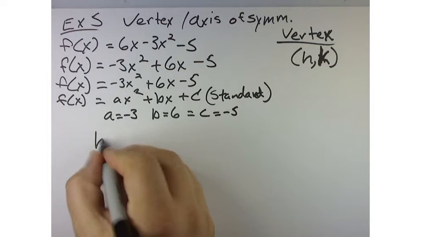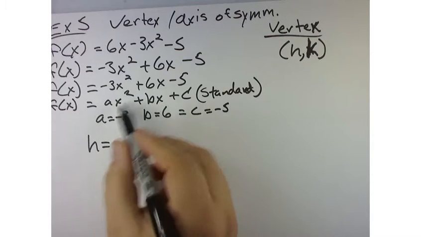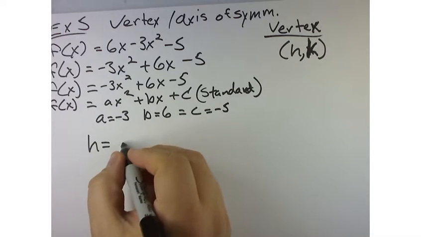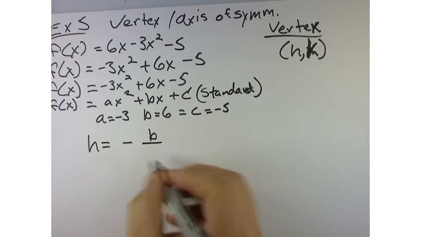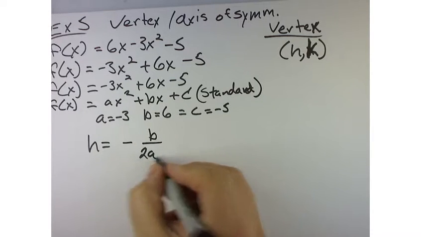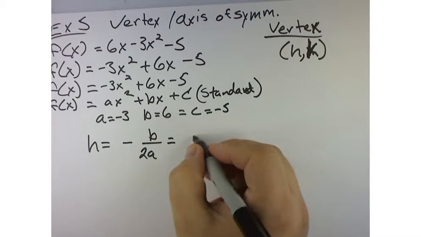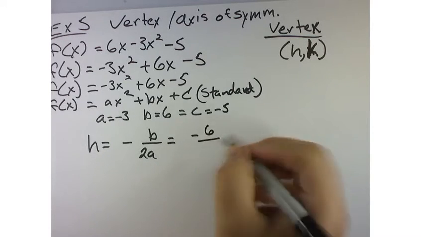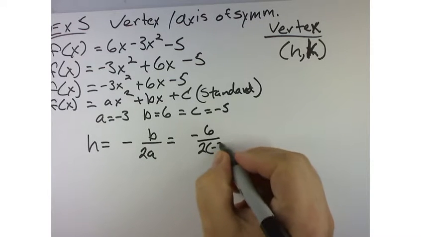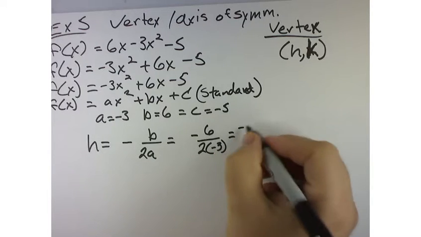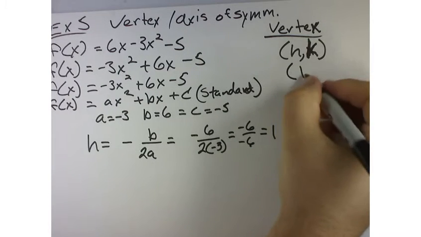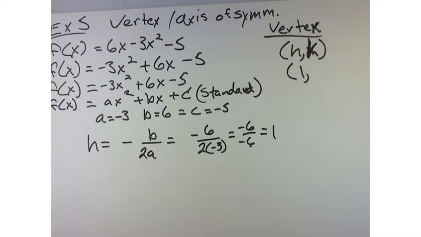So we would say that h, when it's written in the standard form, is always going to be equal to negative b over 2a. So what this means is, if I plug in 6 over 2 times -3, I get -6 over -6, which is 1. So that means my vertex, the x value at least, will be at 1.